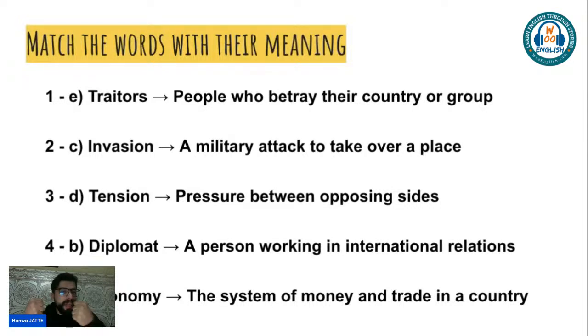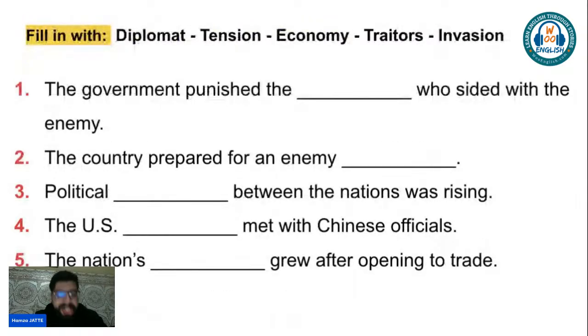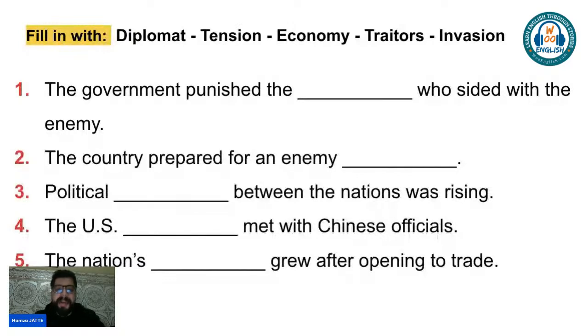Tension. Tension is when there is a lot of pressure, a lot of conflict between two countries, but there is no direct confrontation. It's mostly indirect. Diplomat. A diplomat is a person who works for his country or who represents his country in another country. And finally, of course, the economy of a country is its business and its trade and so on. Okay, let's see if you understood these words well. So great job, Liz. You did a great job.